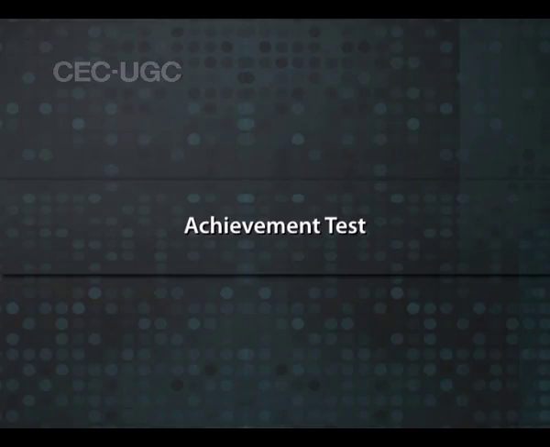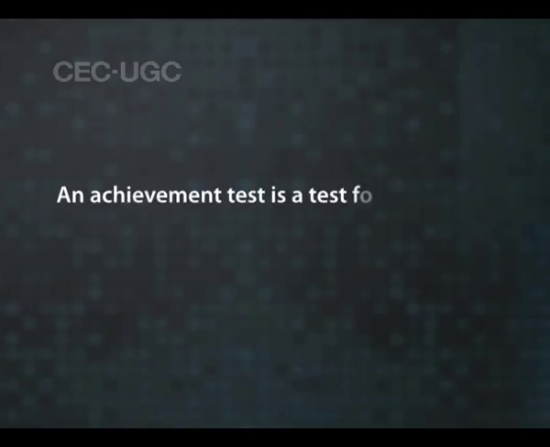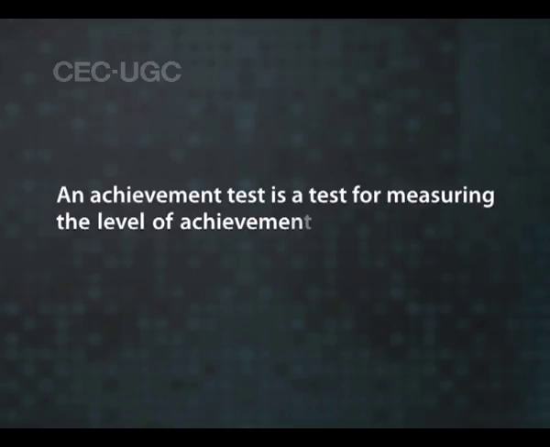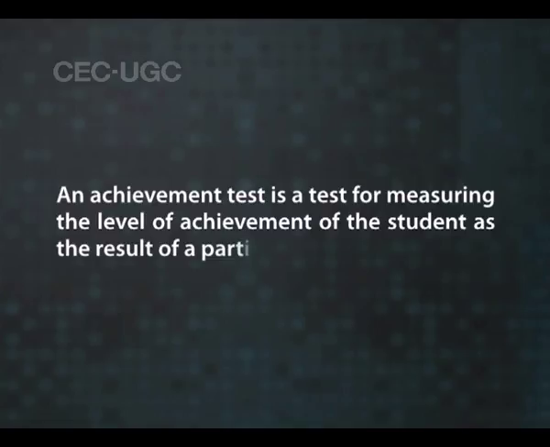Achievement test. An achievement test is a test for measuring the level of achievement of the student as a result of a particular program. It is used to measure the relative accomplishment of the pupils in specific areas of learning. These tests help the teacher to know the attainment level of the students so that he or she can select appropriate methods of instruction.